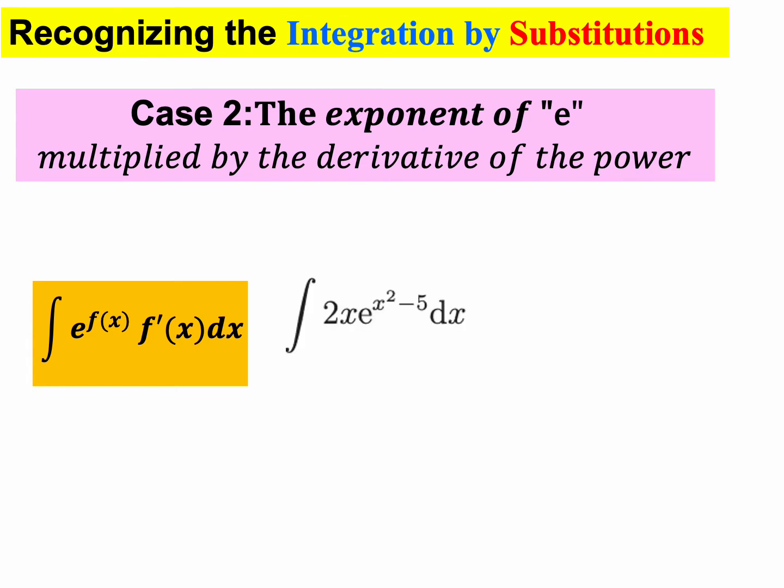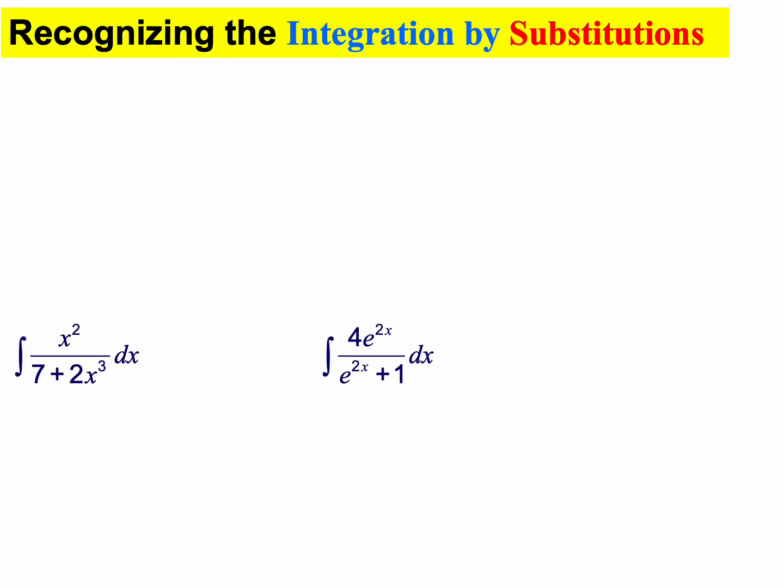For example, here I have exponential raised to power x squared minus 5. We need to make sure, do we have the derivative of x squared? Yes, it is 2x. So yes, this one is integration by substitution. Another example, we have exponential raised to power sine. Do you have the derivative of the sine? Yes. That means this one is integration by substitution. Let's look at these examples.